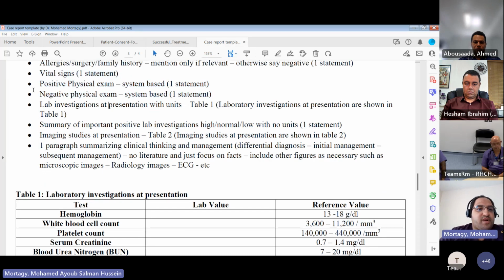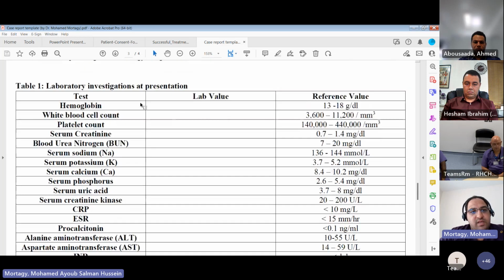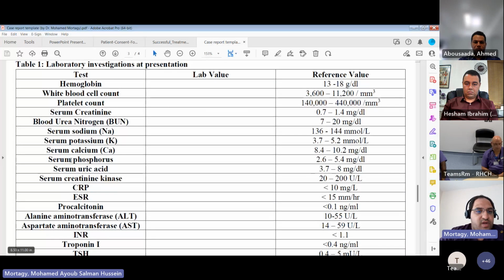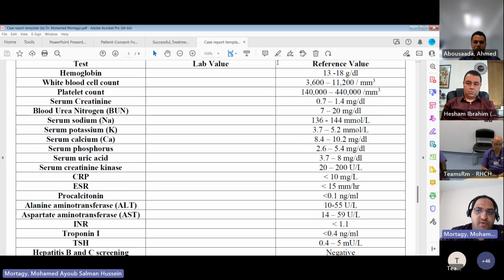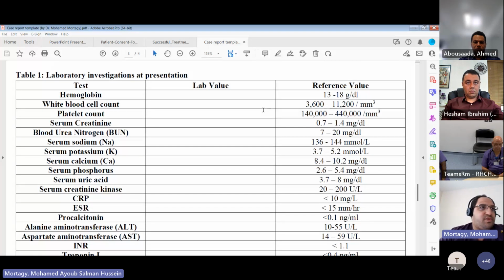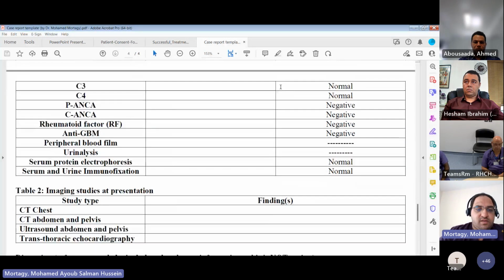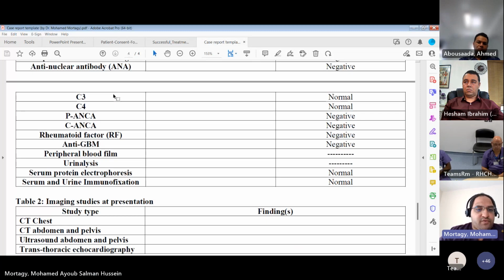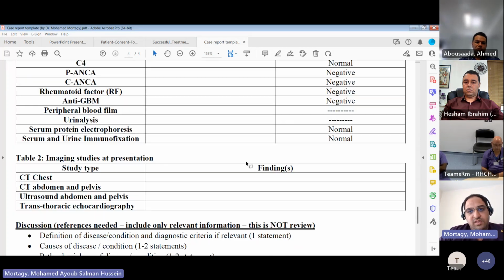And then you go for the third paragraph, which is lab investigations. Usually we do it in a table format, the test in one column, and then the lab value of the patient, and then the reference value, just because it will differ if you're writing it in the UK or the US. Both have different reference values. So you write all that according to what the patient had. And then you can do another table for imaging studies if there is any. So those are the two tables we usually add.